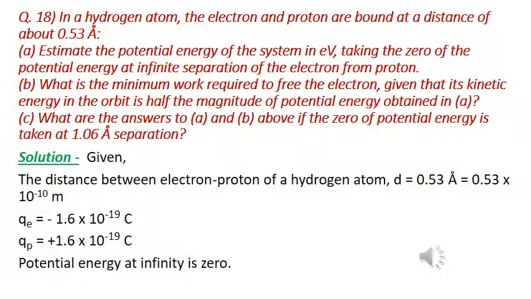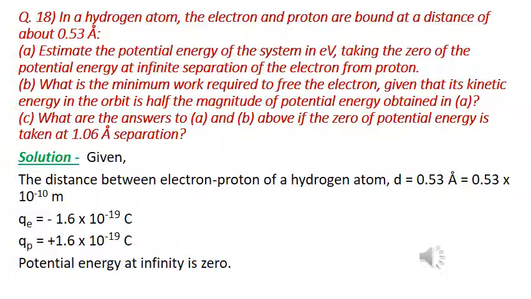C. What are the answers to A and B above if the zero of the potential energy is taken at 1.06 angstrom separation? In this question, it is given that in a hydrogen atom, the separation between electron and proton is 0.53 angstrom.